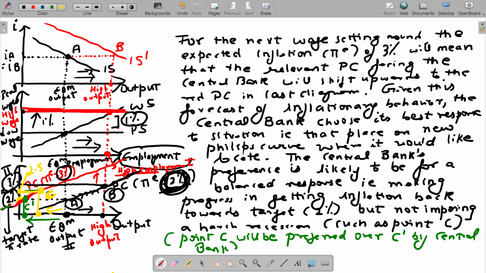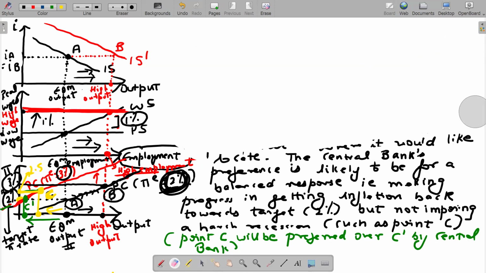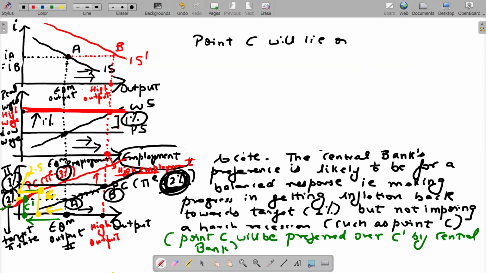So I can now erase the initial portion. Students, I understand that this is a slightly difficult lecture because you have to make notes as well and you have to understand as well. So maybe you can rewind and watch the lectures again. That's going to help you. So you can clearly see that point C will lie on the MR curve, the monetary rule curve.